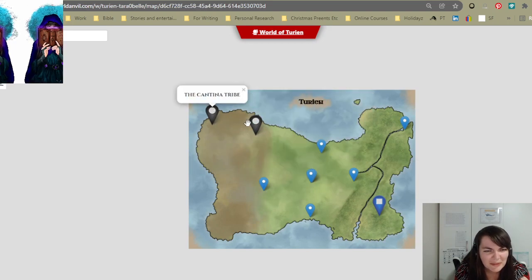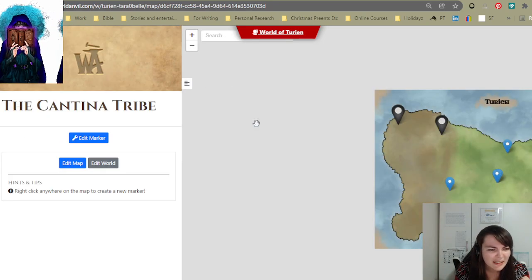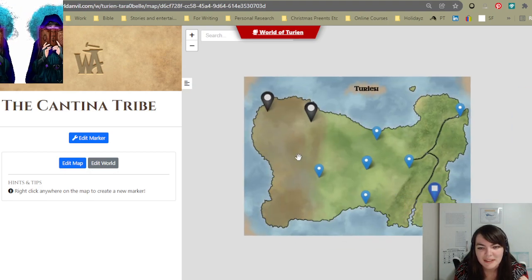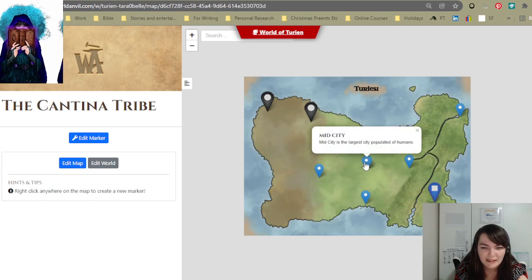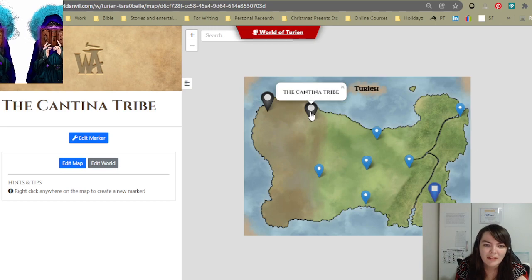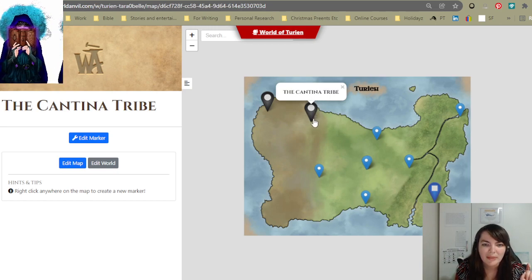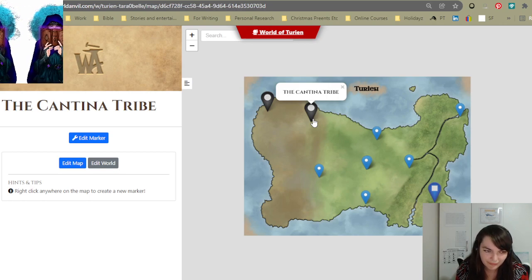Why are there two of the Cantina tribe? I don't know where that is. That should be dragon. Okay, yeah, anyways, I need to fix a lot of that, but that's kind of the basic shape. So in the middle is mid-city, and this is where the story takes place. So that's currently where Ryu is. Normally Ryu lives around here. That should not be the Cantina tribe, that should be the Dragon King Royal Mountain.